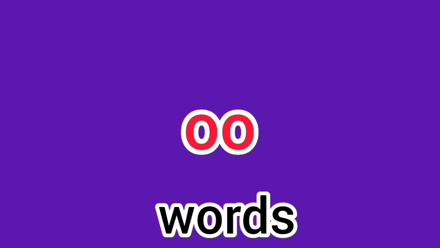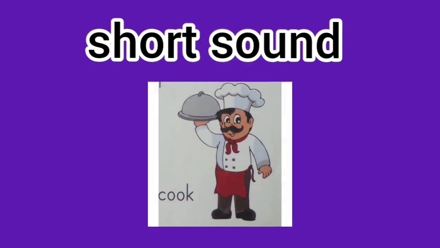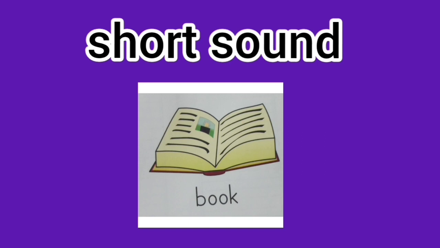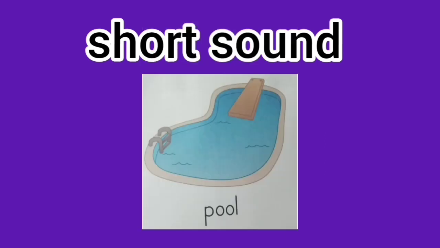As you are aware that double O words have two different sounds, short and long. Let's revise the short sound words first. C double O K, cook. K O K, cook. B double O K, book. B O K, book. P double O L, pool. P O L, pool.